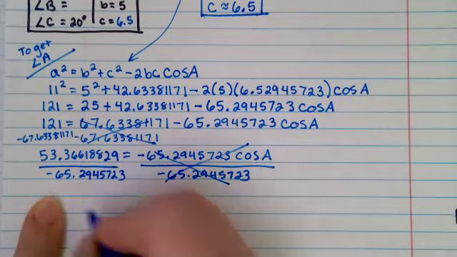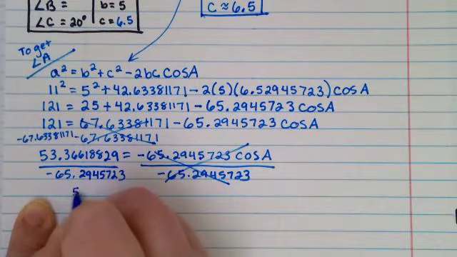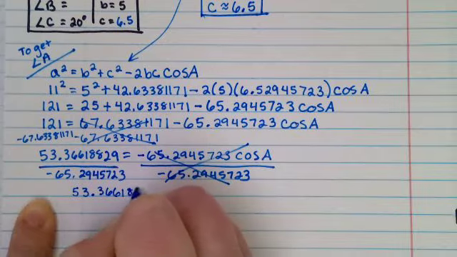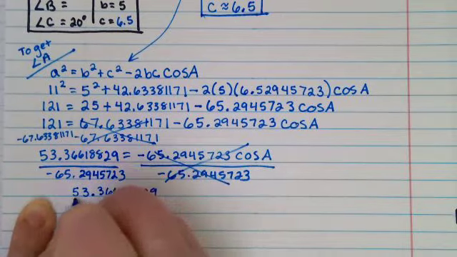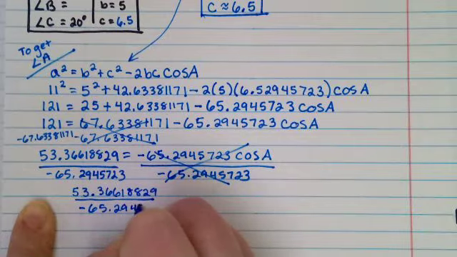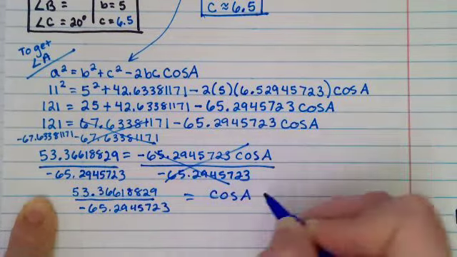I'm just going to rewrite it. Most of the time, you're able to just do this stuff straight into the calculator, but I'm trying to show you guys a little bit more detail here. That's equal to cosine of A.